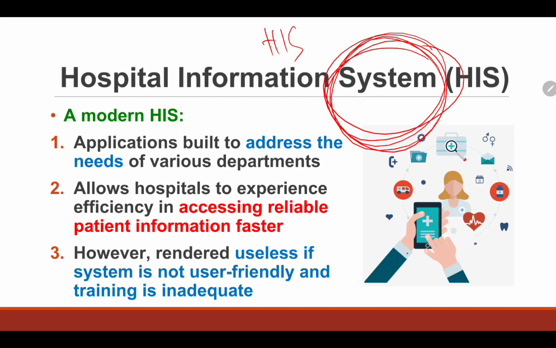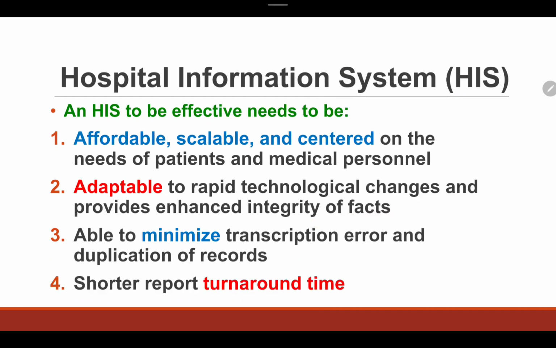Let's talk about how an HIS can be effective, what things it needs to be. For an HIS to be effective, it needs to be affordable, scalable, and centered on the needs of the patients and the medical personnel. It should be adaptable to rapid technological changes and provide enhanced integrity of the facts. It should be able to minimize transcription error and duplication of records, and should have a shorter report turnaround time. Obviously, after the result is input, it can automatically be viewed by the physicians, the doctors in the ER. By the way, turnaround times.